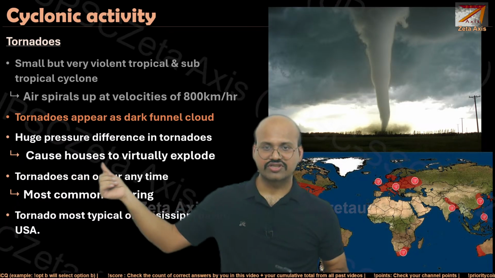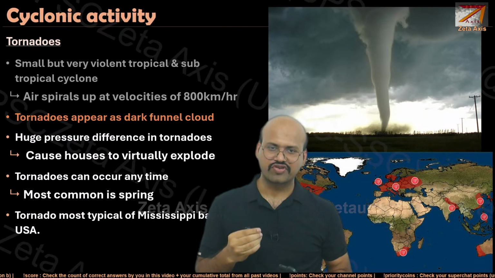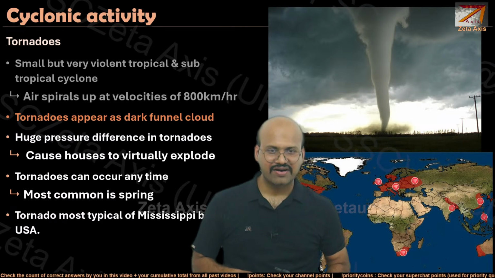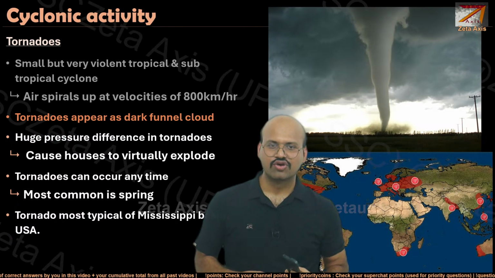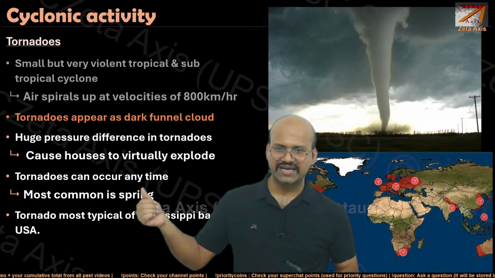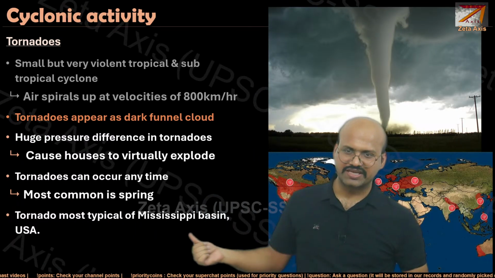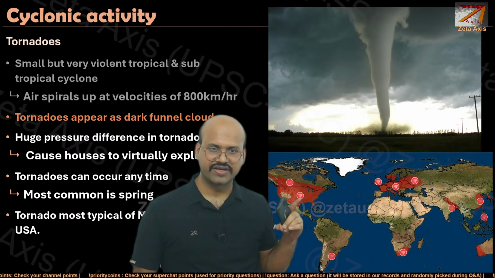It causes houses to virtually explode because of such high pressure gradient and the wind moving with high velocity. The houses just explode. Their roofs are just taken away by the tornado. They can occur anytime, but they are most common in spring. Tornado is most typical of Mississippi basin of USA, that is right over here.